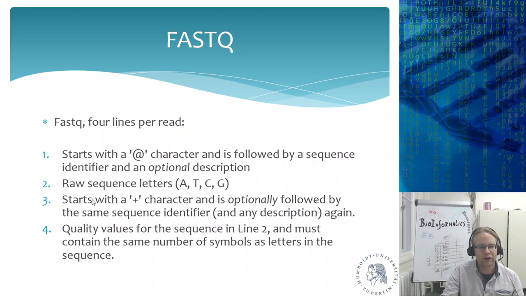Then line number 3 has a plus symbol, optionally followed by the same sequence identifier. 99% of the time, this is just more or less an empty line with just a plus character. And then you have quality values for the sequence in line 2, and this, of course, must have the same number of symbols as letters in the sequence, and these symbols are chosen in such a way that a quality score is encoded for the sequence.